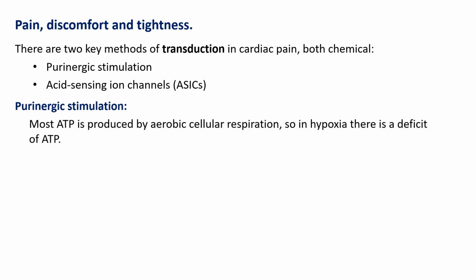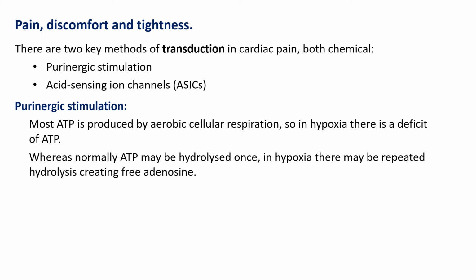In purinergic stimulation, we're talking about adenosine and ATP. Now, most ATP, of course, is produced by aerobic cellular respiration. So if we've got reduced perfusion, we've got hypoxia, there's going to be a deficit of ATP. And if you remember, what we can then do is hydrolyze ADP again. So we can do repeated hydrolysis. Eventually, we go from ATP down to ADP, we hydrolyze again, we get AMP, hydrolyze again, we get free adenosine.